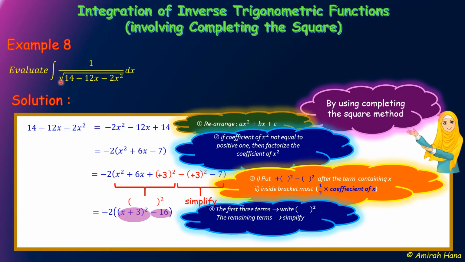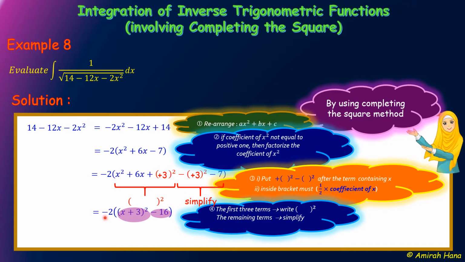And after that, 14 minus 12x minus 2x squared is given inside the square root symbol. Now, after we use completing the square, we have a negative sign here, from 14 minus 12x minus 2x squared inside the square root symbol. Now the expression inside the square root symbol has a negative sign in front.